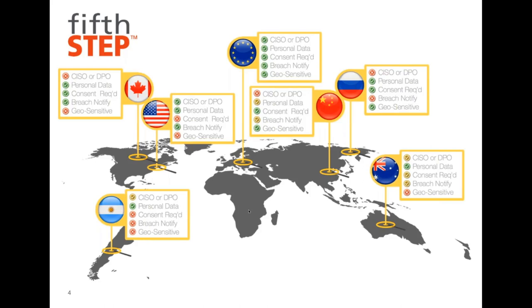But not all data protection is equal, and you can see some of the differences there. I've concentrated on 5 aspects: whether the regulation has a requirement for a CISO or a data protection officer, whether it recognises the concept of personal data, whether it recognises a consent requirement, whether it requires breach notification, and whether there's any geosensitivity. Can you easily take the data out of one country or region and ship it to another, or is that constrained? You can see the requirements there of those countries that I've picked.